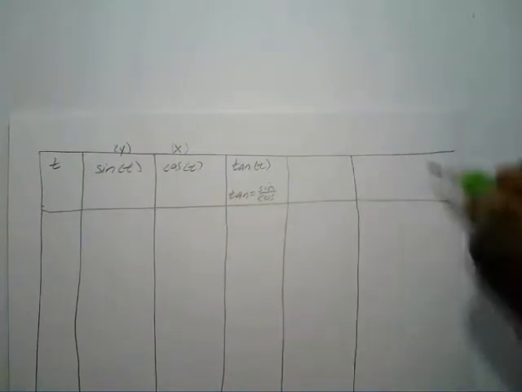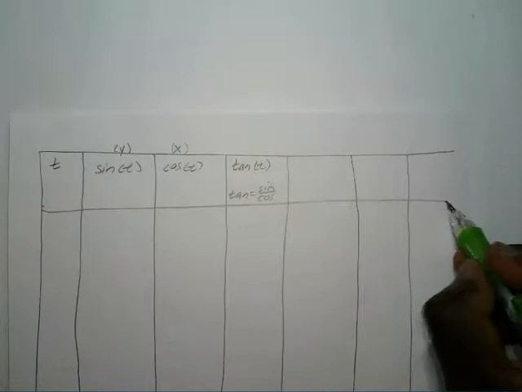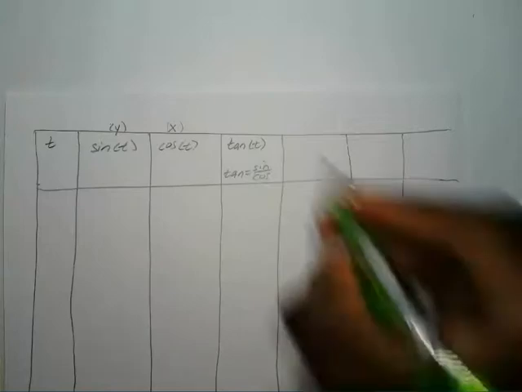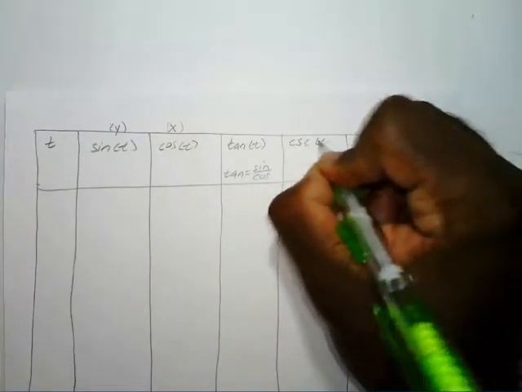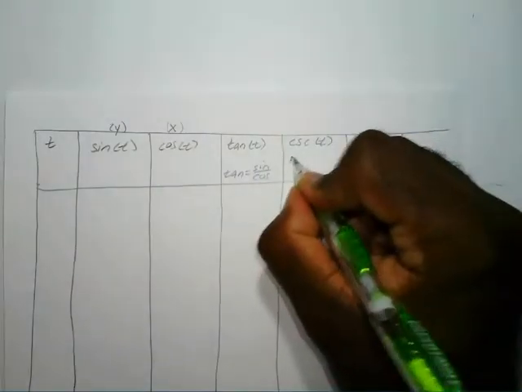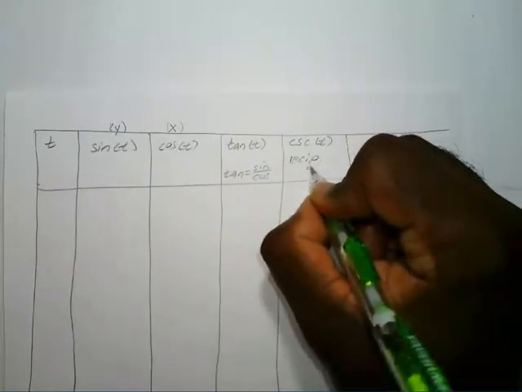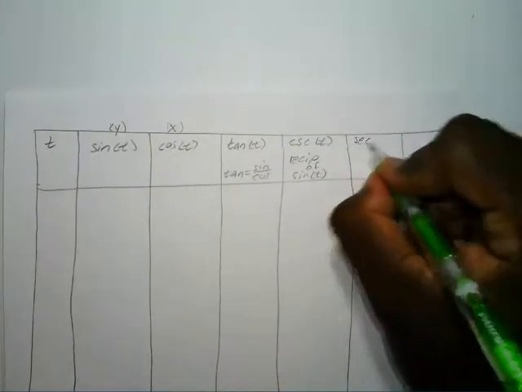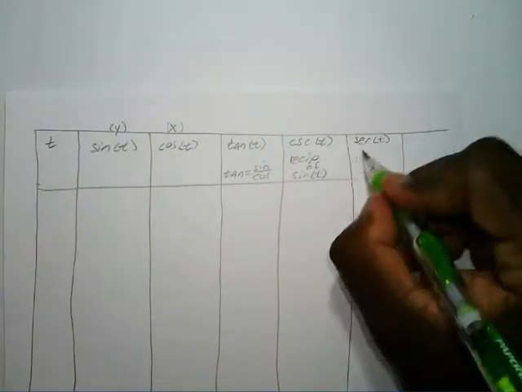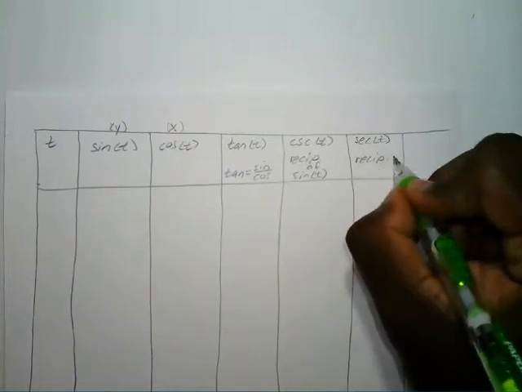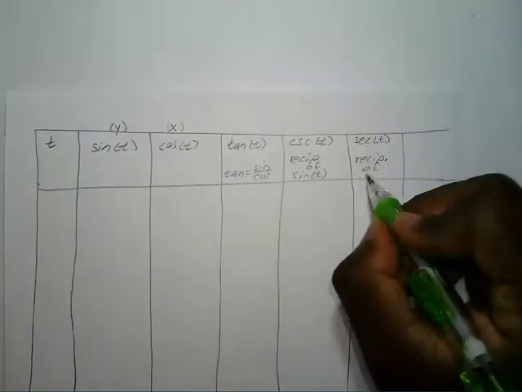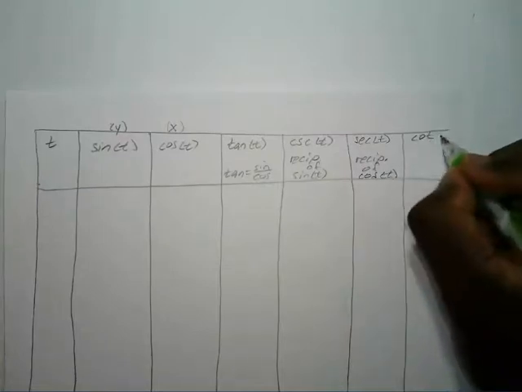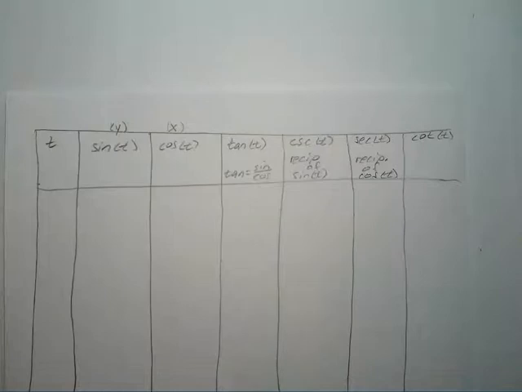Okay, and the rest of these are just reciprocals. So we have cosecant of t. Remember, that's just the reciprocal of sine of t. We have secant t, which is just the reciprocal of cosine. And we have cotangent t, which is the reciprocal of tangent.